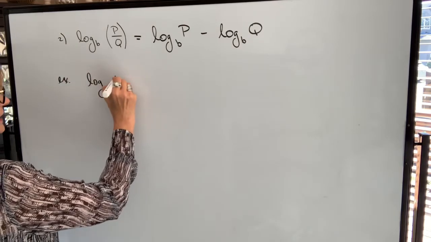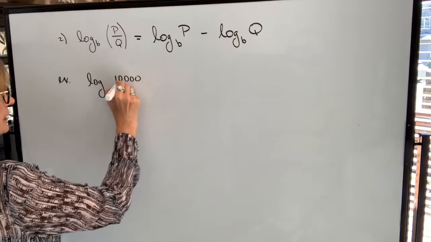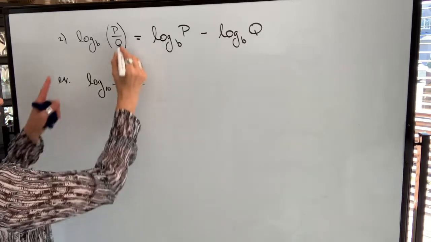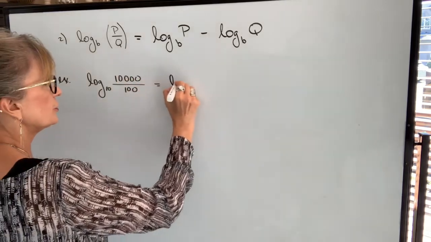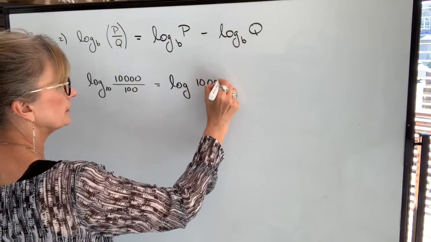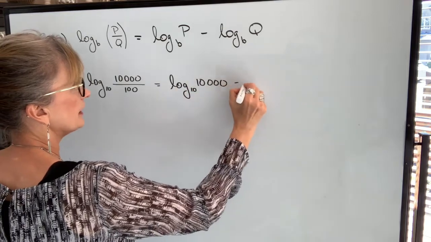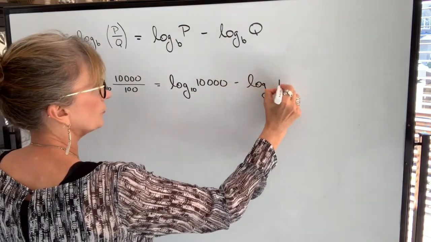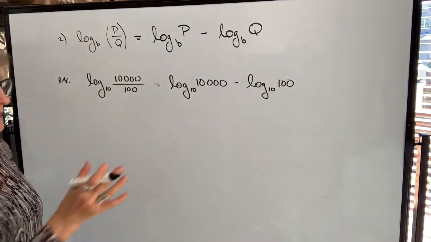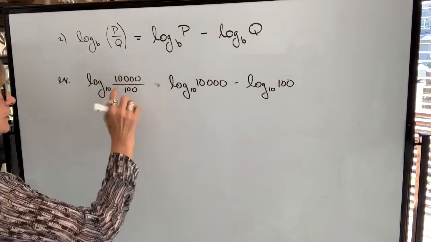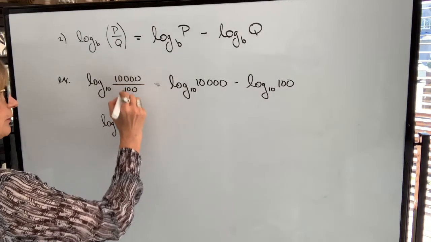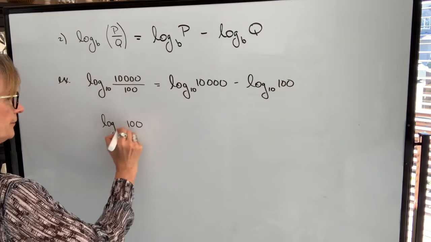If we had, let's say, the log of 10,000 divided by 100, base 10, according to this property, this should be equal to the log of 10,000 minus the log of 100. So let's evaluate both sides. First of all, we will calculate 10,000 divided by 100 is 100.